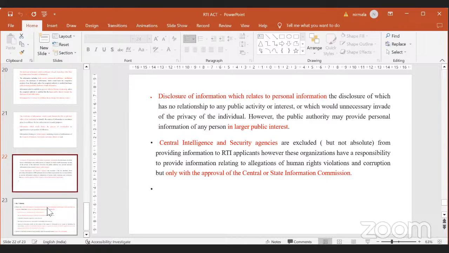The central intelligence security agencies are excluded from providing information to the RTI applicants. However, these organizations have a responsibility to provide information relating to allegations of human rights violations and corruption, but only with the proper approval of the Central or State Information Commission.